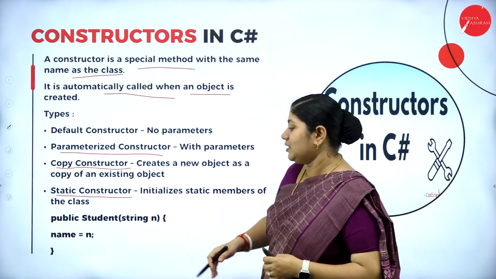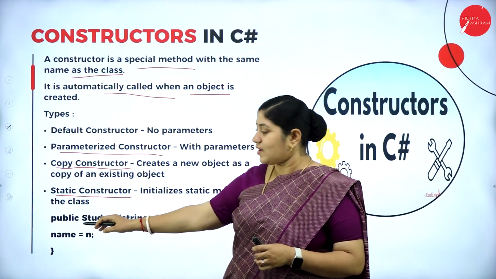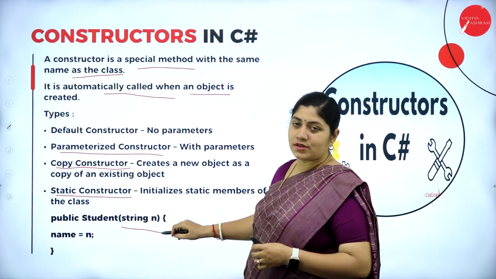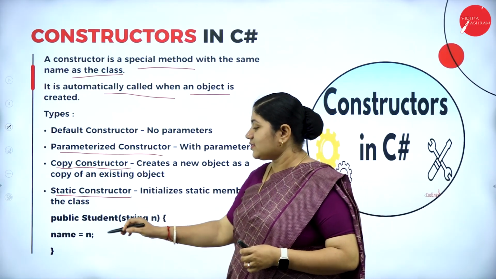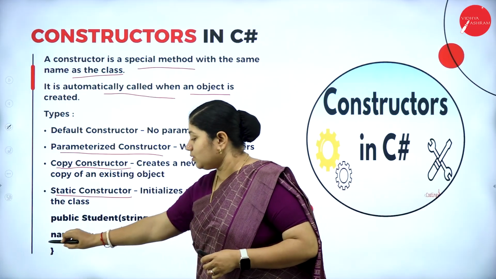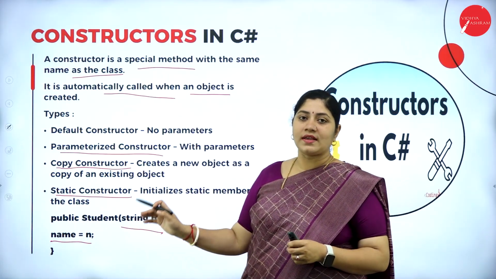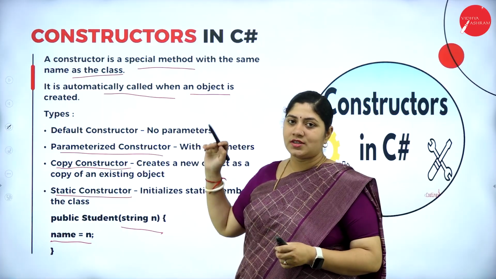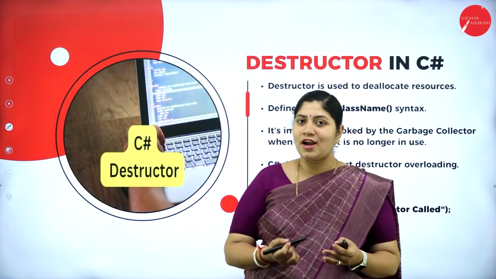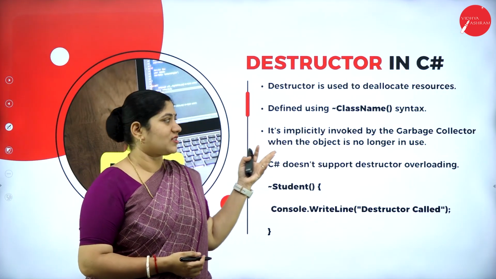Over here, let's see an example statement. We have defined public Student with a string, and I'm assigning that into name. This is a simple example statement for a constructor. Now we understood what a constructor is. Moving forward, let's understand what a destructor is.